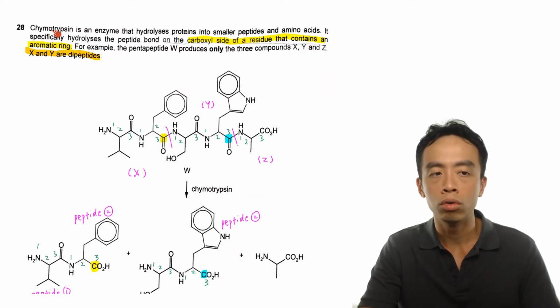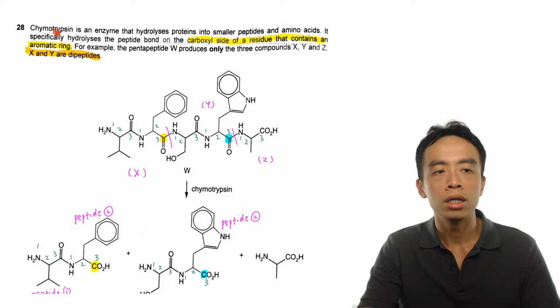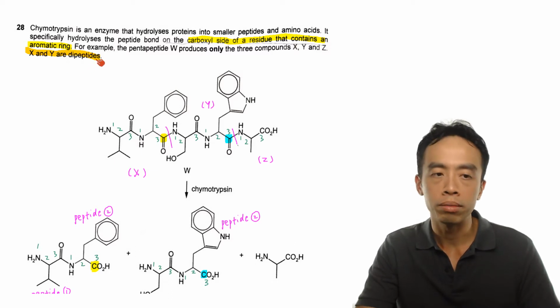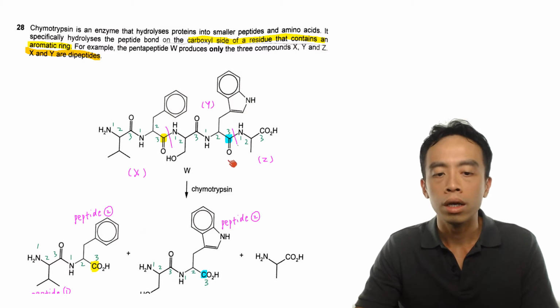We have chymotrypsin. It's an enzyme that hydrolyzes protein into smaller peptides and amino acids. It specifically hydrolyzes the peptide bond on the carboxyl side of a residue that contains an aromatic ring. So for example, the pentapeptide W produces only three compounds, X, Y, and Z. X and Y are dipeptides. So the pentapeptide W is here, and under chymotrypsin, we are given three different fragments.